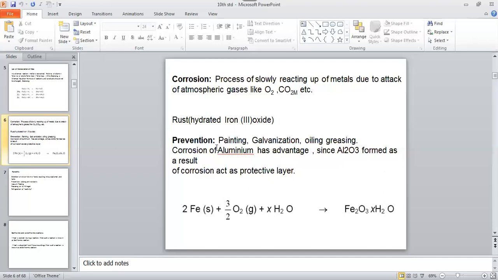Now we will study rusting, how it takes place. This is the iron metal in the form of an equation. When it reacts with atmospheric oxygen and water vapors, it forms Fe2O3, that is, oxide of iron containing water molecules. So this is the material of rust, that is, the rusting of iron. It contains hydrated iron oxide.